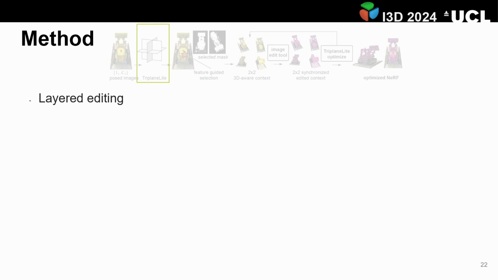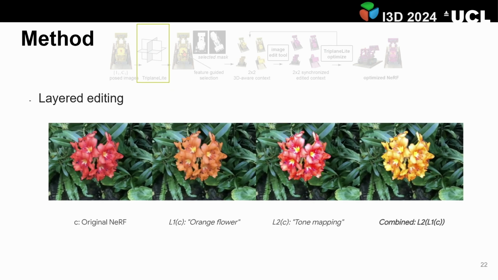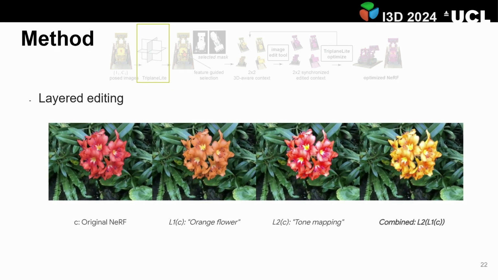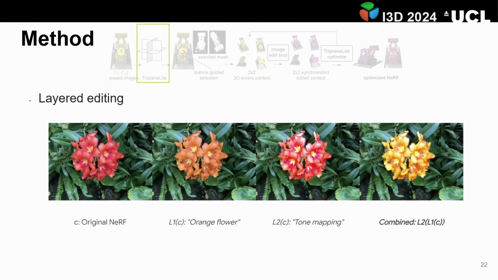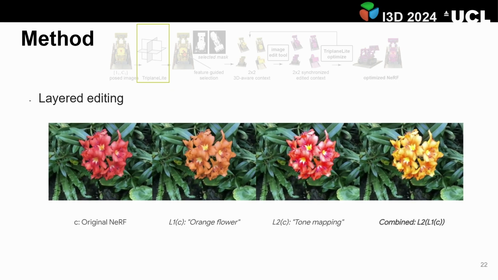For example, we have 2 residual MLPs. One edits the original NeRF to do color changes, another one does tone mapping with highlight results. Finally, we can combine these 2 layers to get an orange tone-mapped flower.